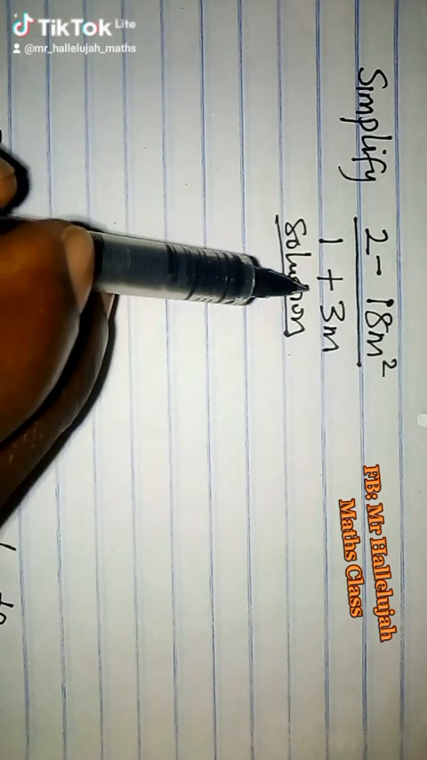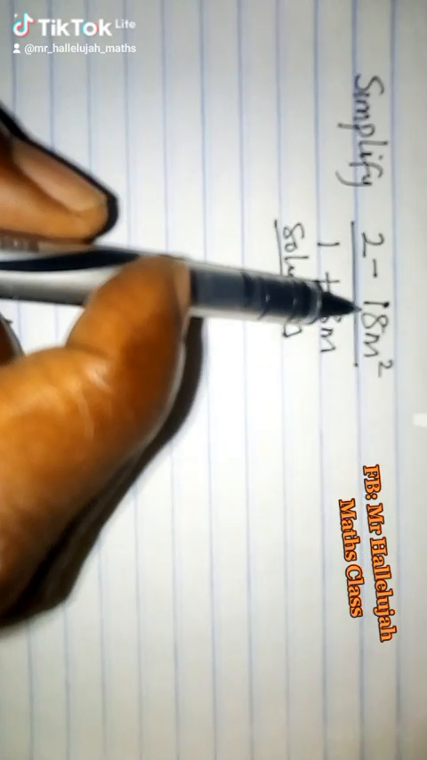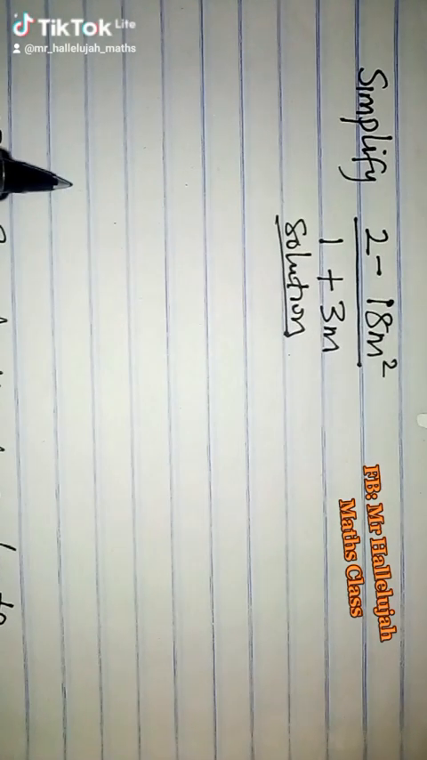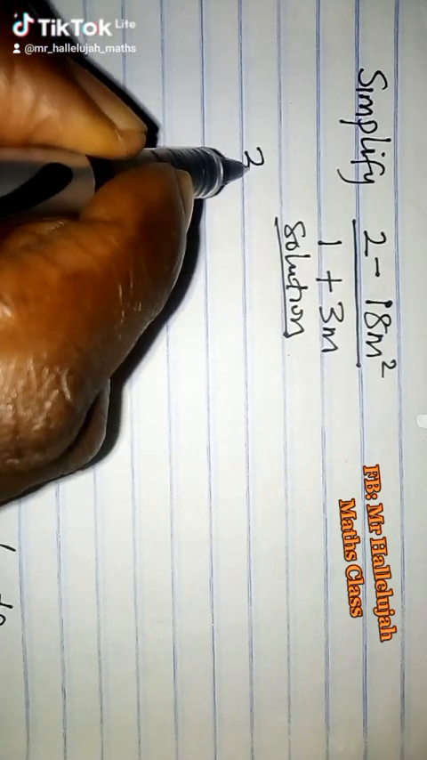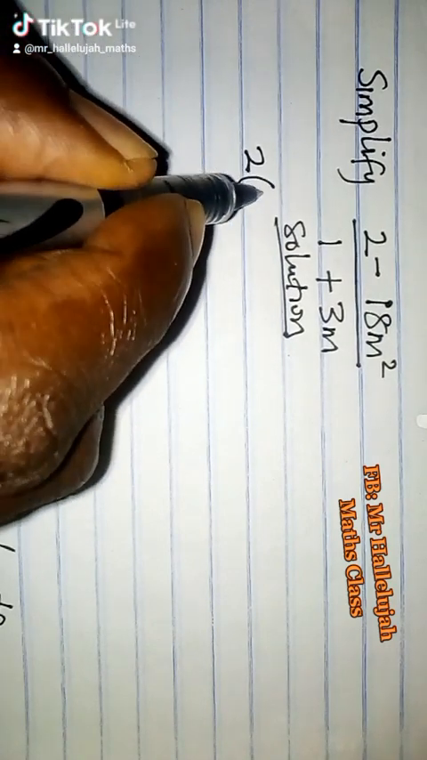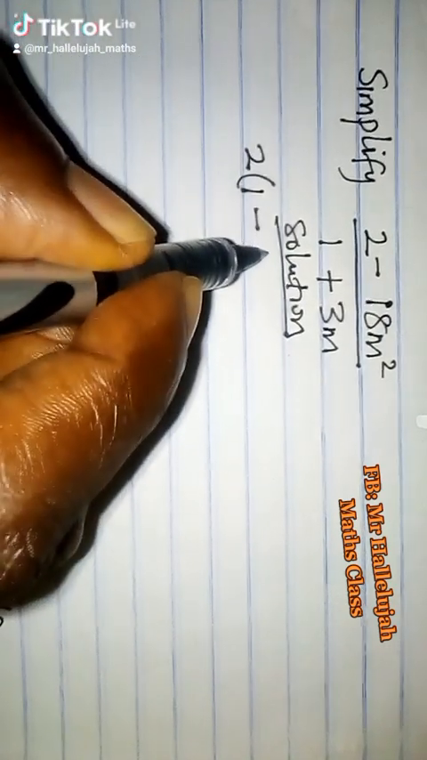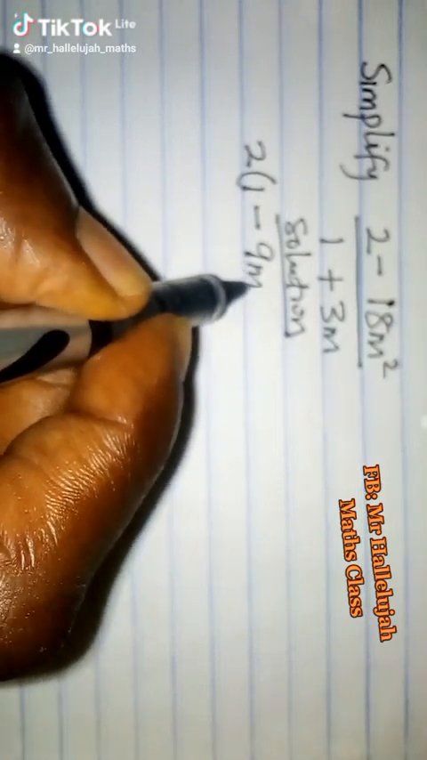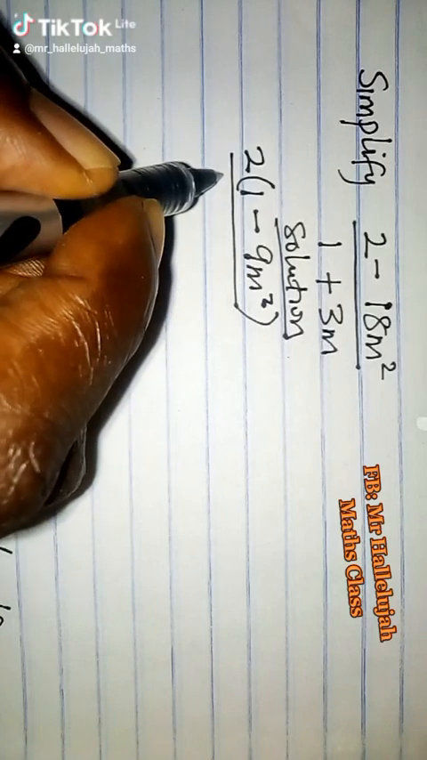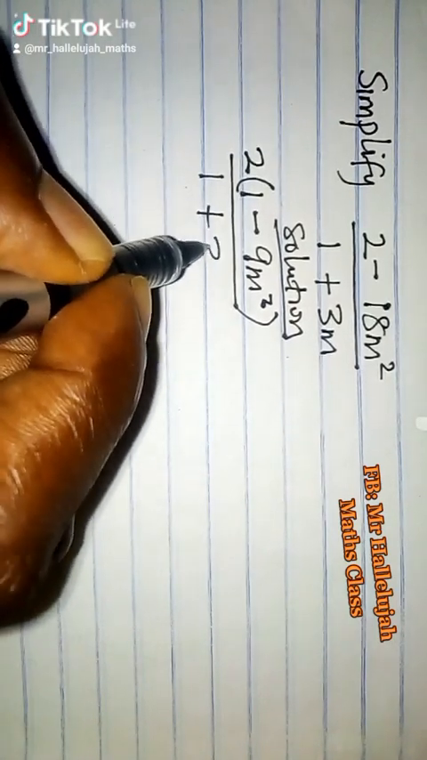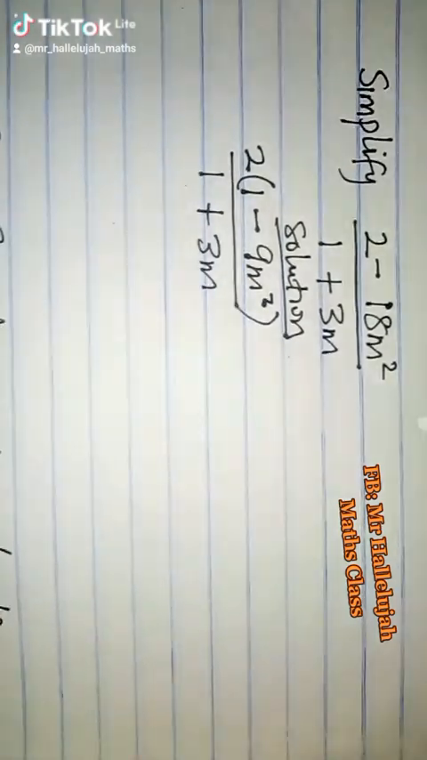Okay, 2 times 9 is 18, so meaning 2 is common. 2 into 1 minus 9m square all over 1 plus 3m.